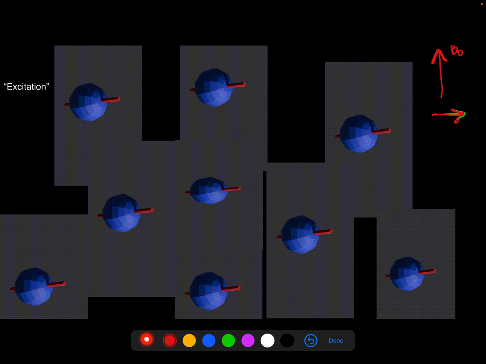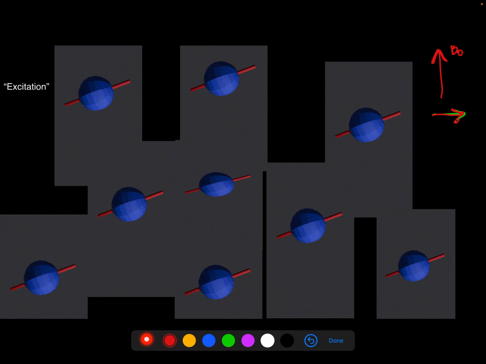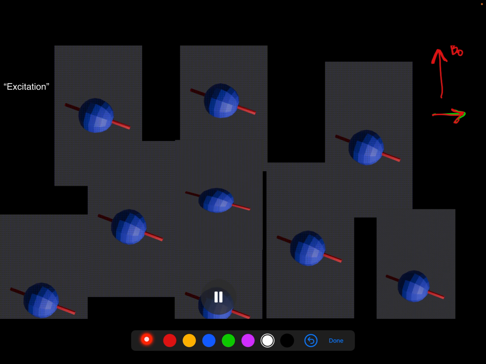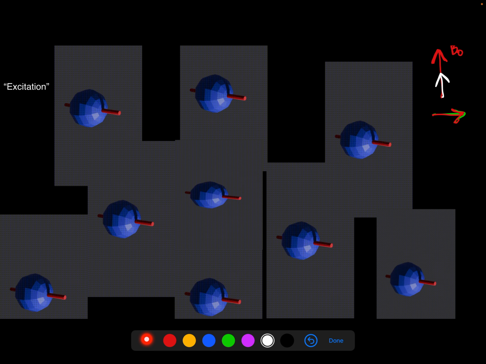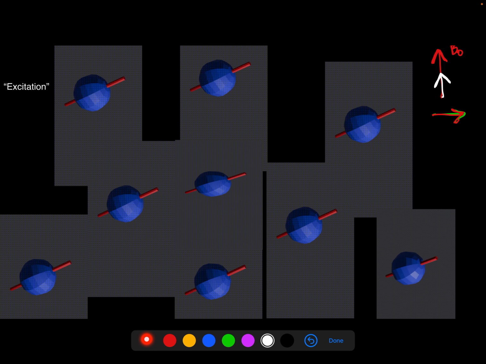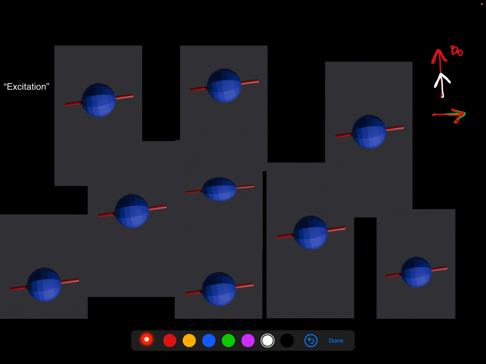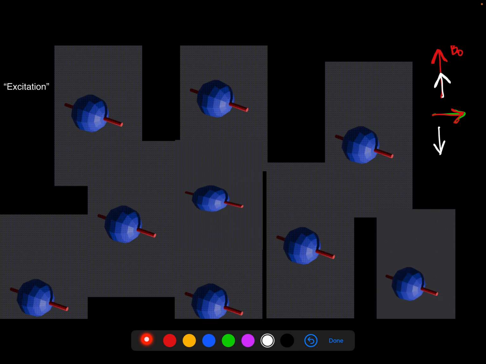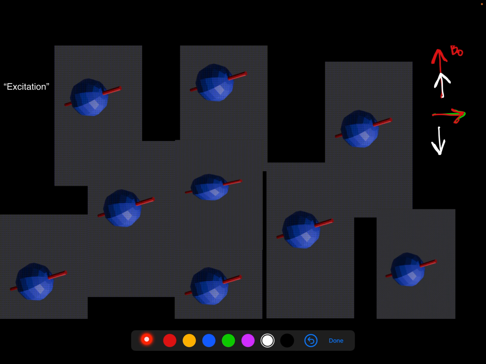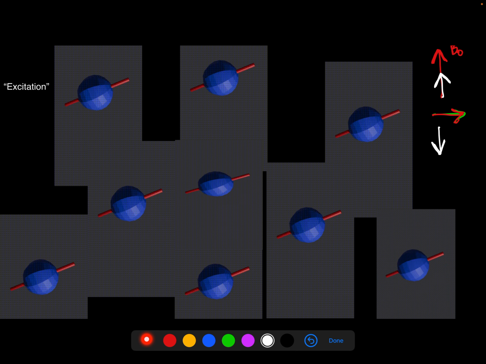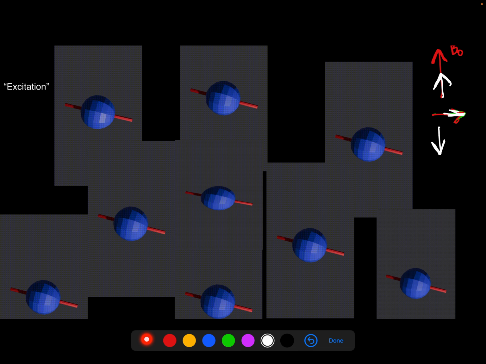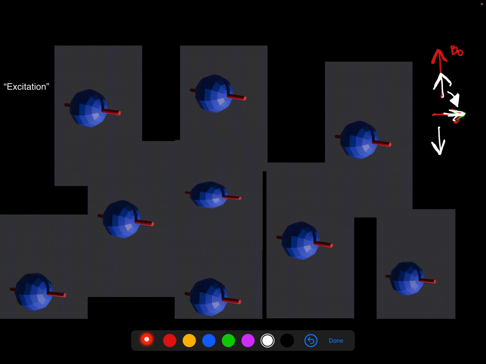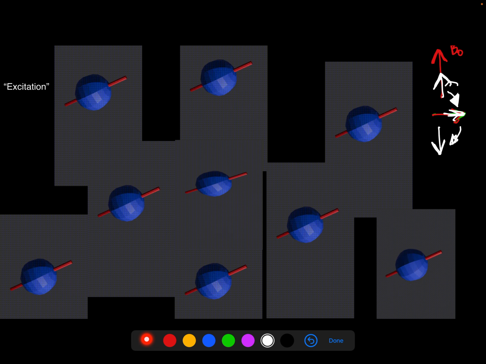Recall that low energy protons are parallel to the magnetic field. So if they were low energy originally, they would have been pointing in the direction of the magnetic field. And remember that if they were high energy protons, they would have been pointing away from the B0, the original magnetic field. So if they were originally pointing here, and now they're pointing to the right, that means they have gained energy. It may not be the highest energy, but they have definitely gained energy.